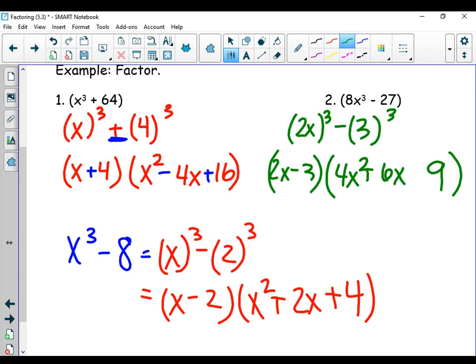Same sign, opposite sign, always positive. Okay? That is 100% a new formula for y'all. It's one you have to get familiar with and used to, okay? Any questions about sum and difference of squares, or cubes?